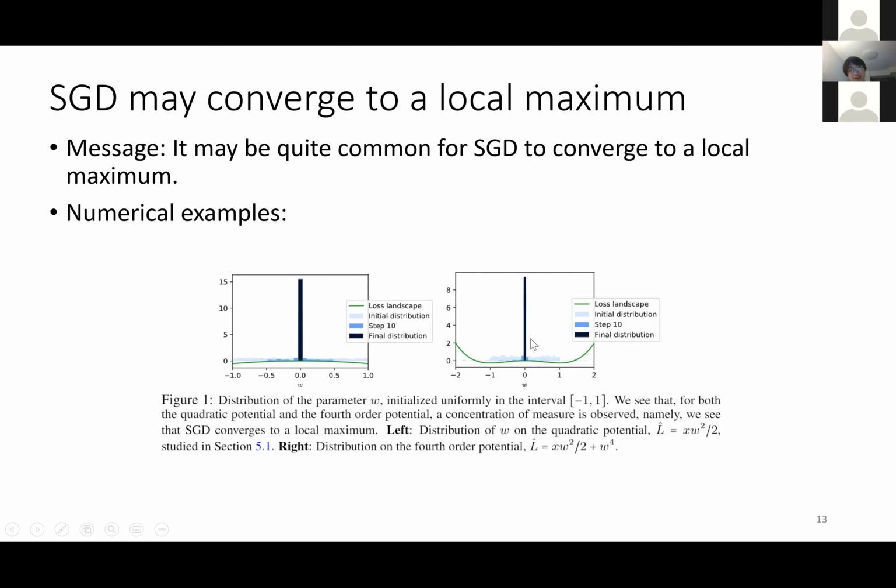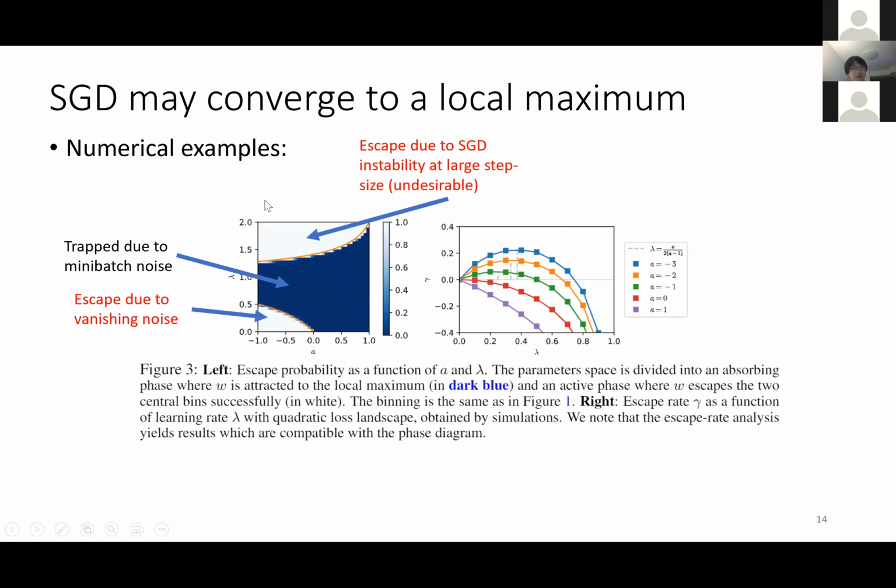And here is a slight variation of this example, where we added a 4th order term to the original loss function to make 2 local minima. In this case, you still see that SGD converges to the local maximum. This example also shows the range where you escape, which is plotted in white, and where you converge to the local maximum, which is the color in dark blue. Note that there are 3 branches.